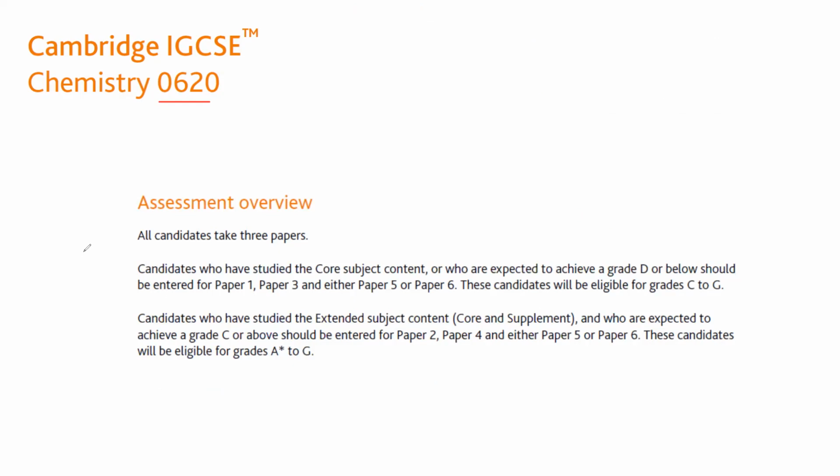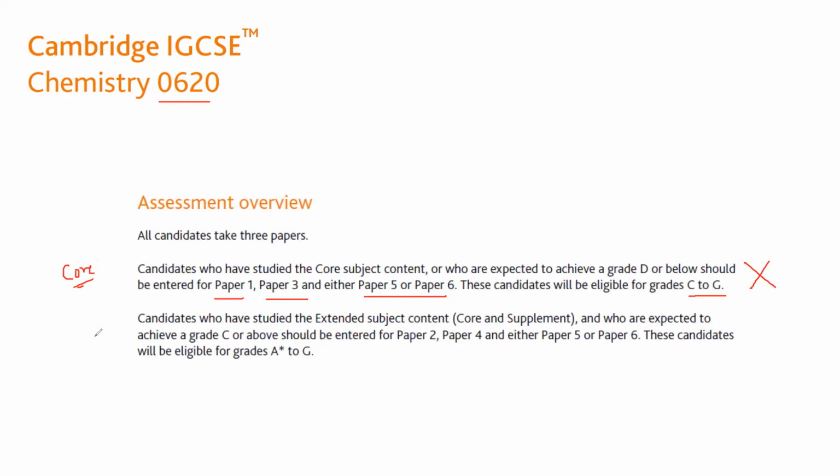You can select a core. If you select a core, then you will select paper 1, paper 3, and either paper 5 or 6. But if you select a core, the maximum grade you can get is C, from C to G. So that's why you will not select a core. What you will study is the extended part.